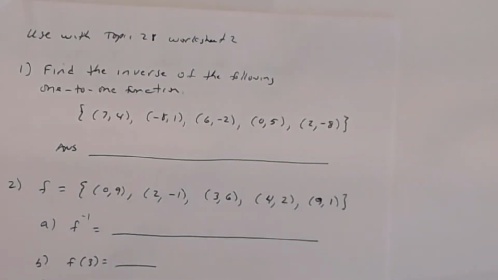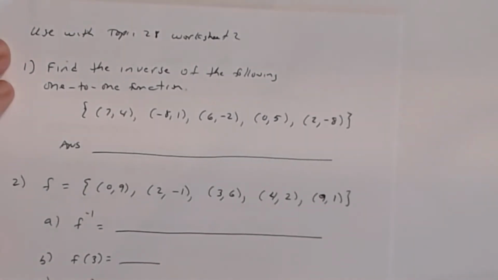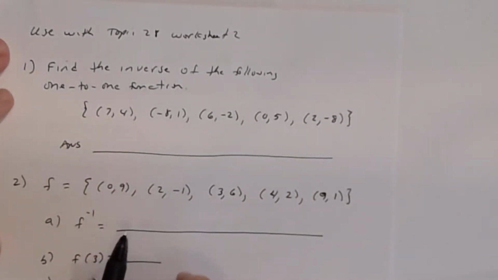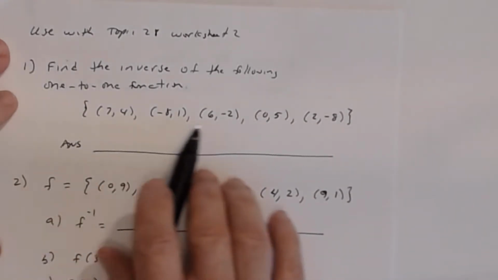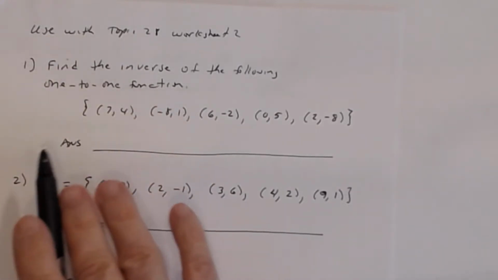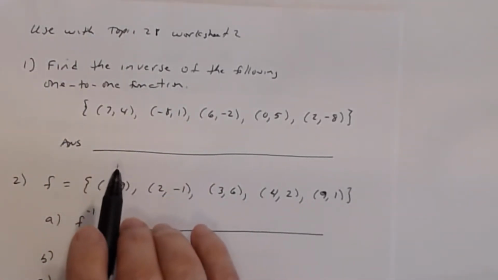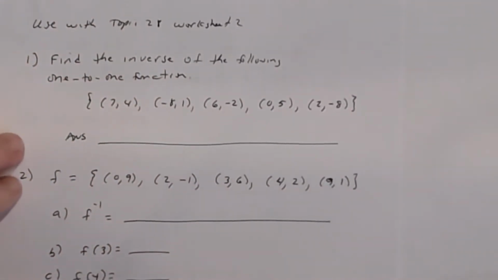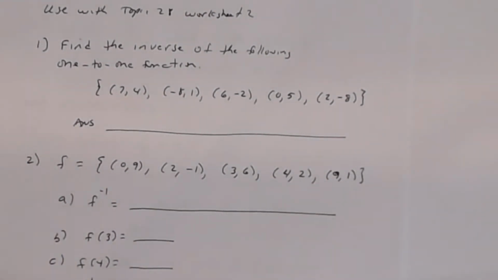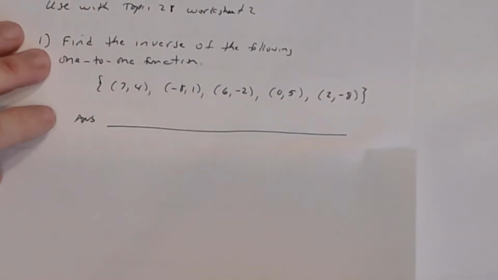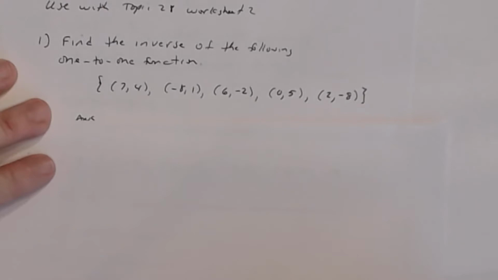Okay, so number one says find the inverse of the following one-to-one function. So this function is one-to-one. You are already told it's one-to-one, and it kind of makes sense. This reminds you why this is a one-to-one function. So let's see why it's one-to-one.